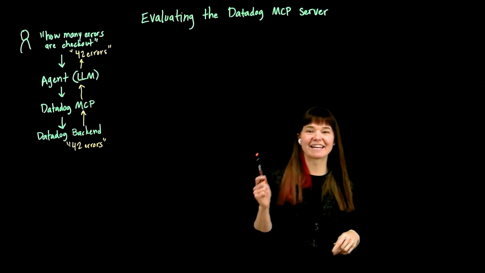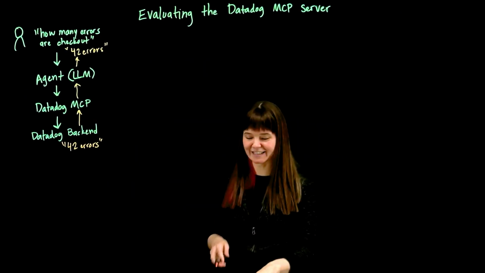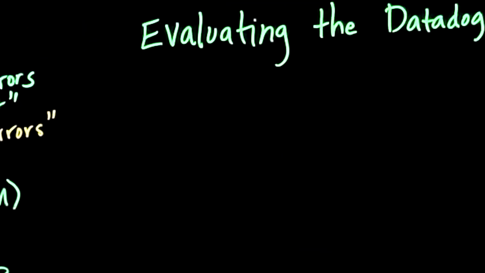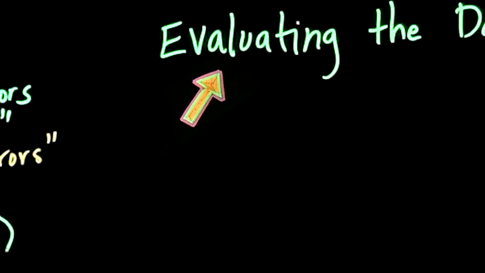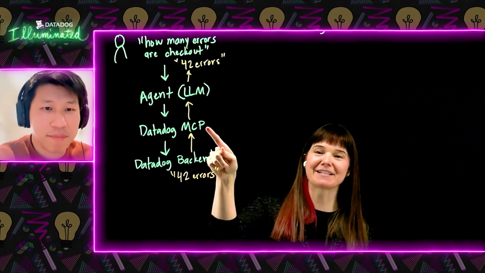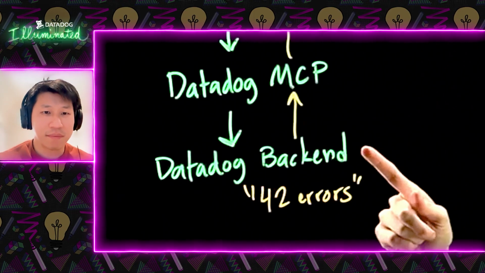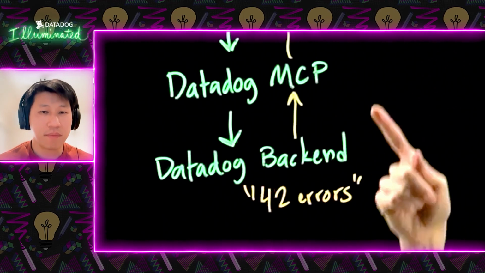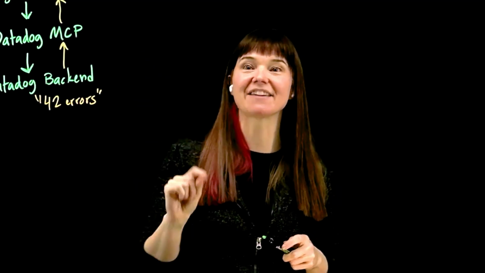Okay, this has all been an elaborate setup. All of this is to say, why are we doing evals, not tests? Because the Datadog MCP server is asking a testable question to the Datadog backend and getting a testable answer. Where does the eval part come in?